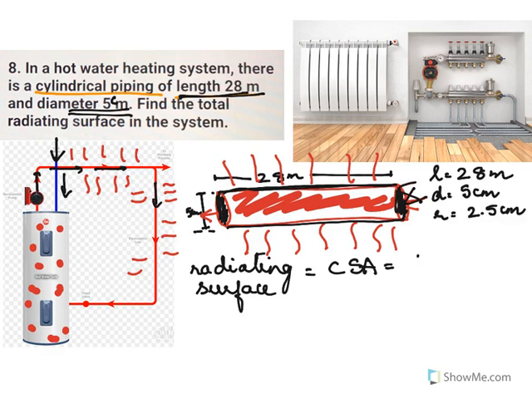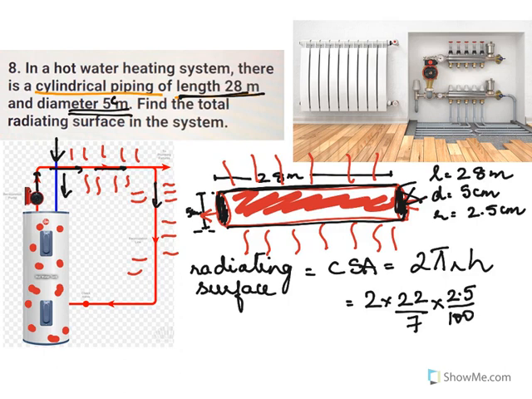So it is CSA, which is 2 pi R H, and we put the value 22/7. Your R we saw is 2.5 centimeters, so 2.5 over 100 to make it meters. And your length or your height here is 28. So you work this out and your answer for this will be 4.4 meter square.